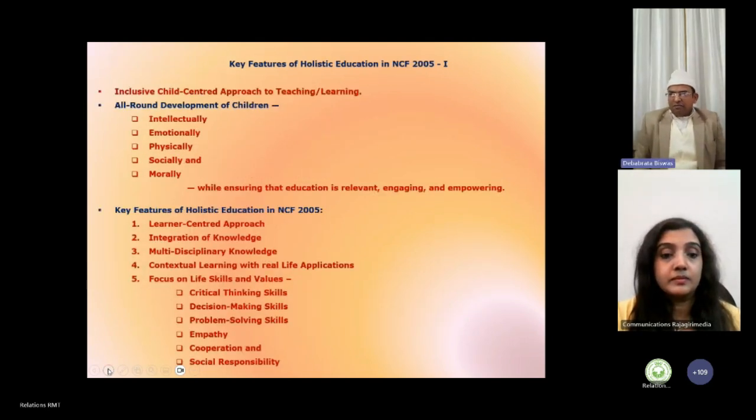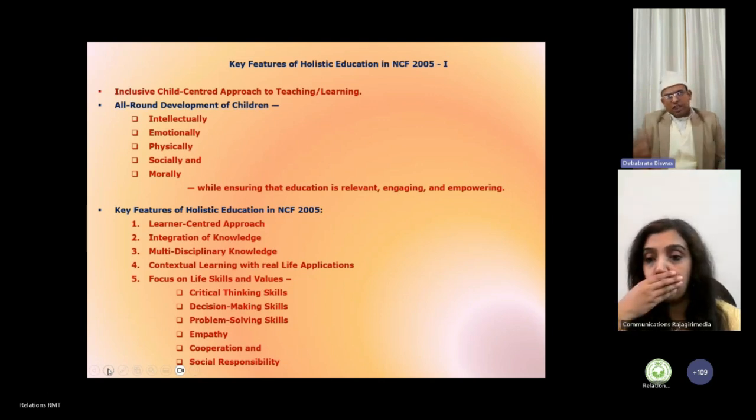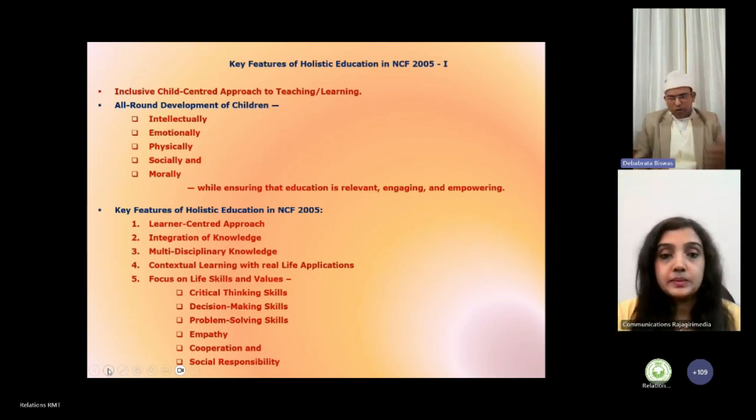So now NCF 2005, though it is old, we were just going very fast. In NCF also, truth is always the same. Whether NCF, whether 2020 NEP or 2023 NCF or ancient, truth will always be the same. So we can see the main points are all the same. Child-centered or student-centered approach. Then again, all-round development, intellectual, emotional, physical, social, all those things.